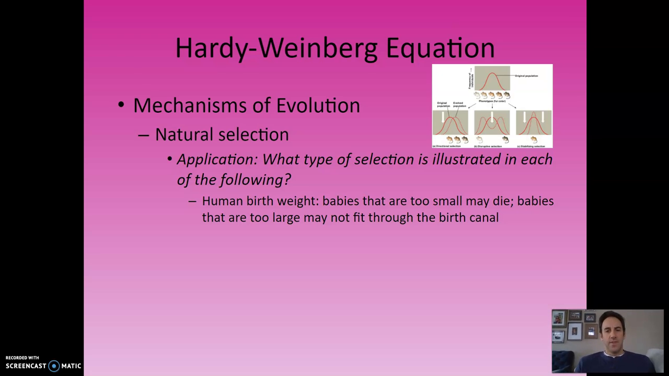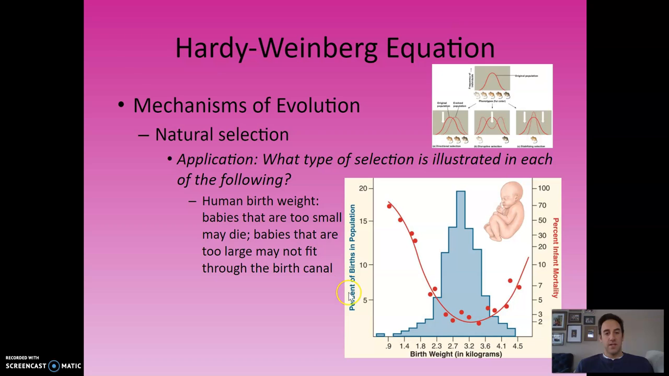So I'm going to give you an example. You tell me which of these three types, directional, disruptive, or stabilizing, this is. Human birth weight. Babies that are too small may die. Babies that are too large may not fit through the birth canal. So which of these three? So we're selecting against babies that are too small and babies that are too large.